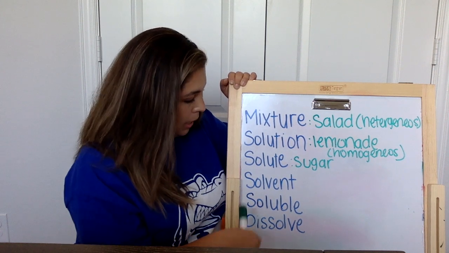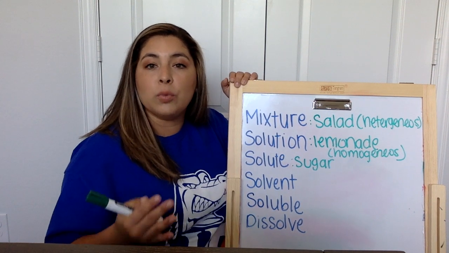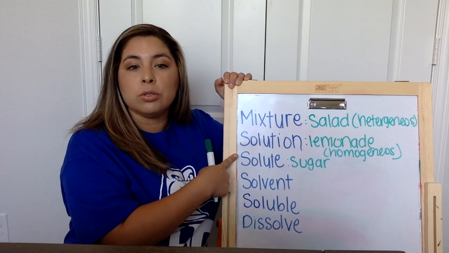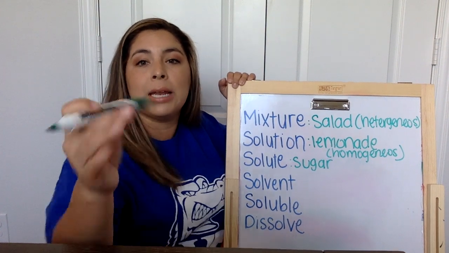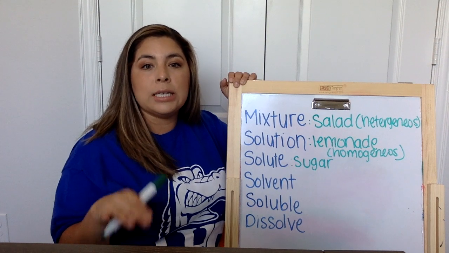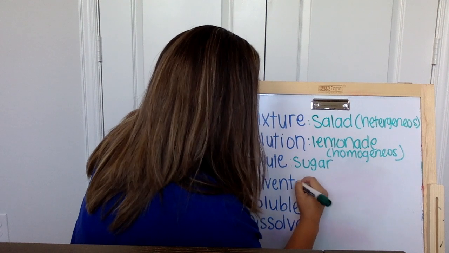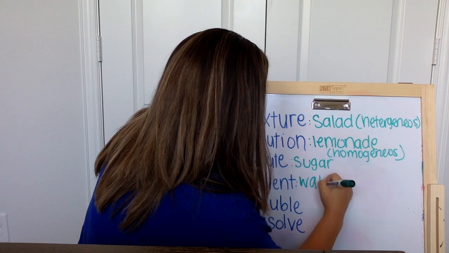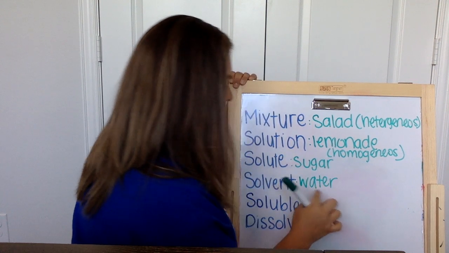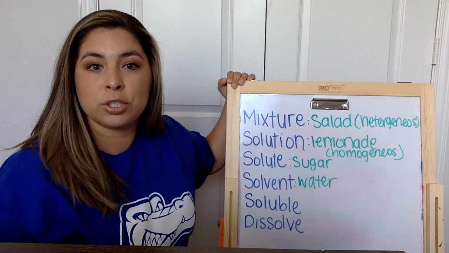The next word is the solvent. The solvent is the liquid in which the solute disappears. So for our lemonade example, it would be the water. The water is the solvent in the lemonade. Okay, so then you'll put water, or you could abbreviate and put H2O if you'd like.